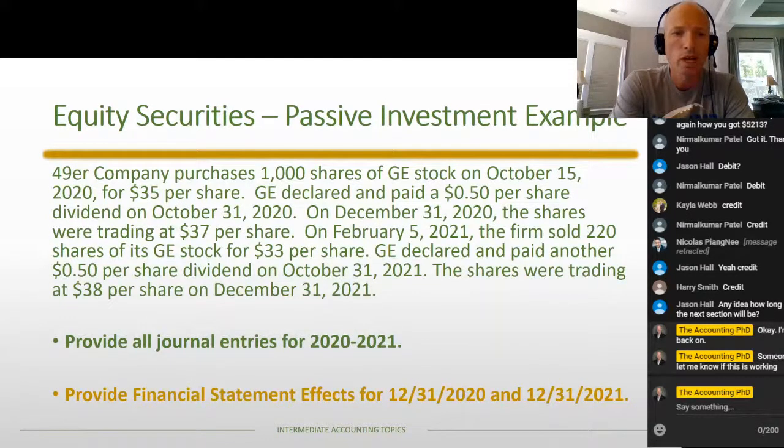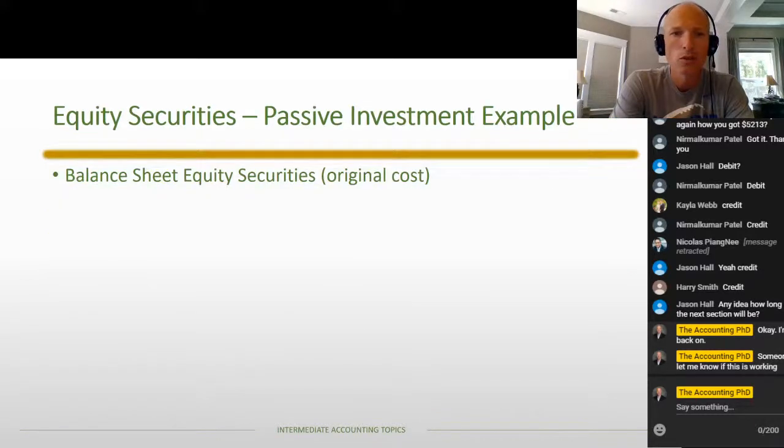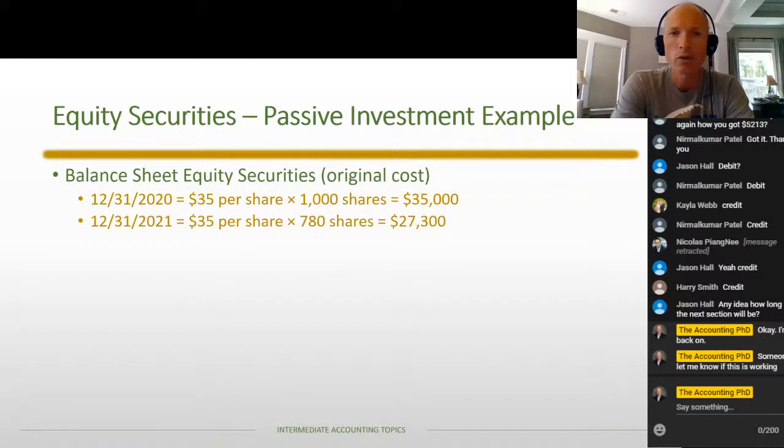Okay, so now let's provide all the financial statement effects for the 2 years. So first of all, the balance sheet for the equity securities are always at the original cost. And so on 12/31, there's 1,000 shares, but the difference on 12/31/2021 is that there are only 780 shares. And so the account balance is going to change because of the 220 shares that were sold.